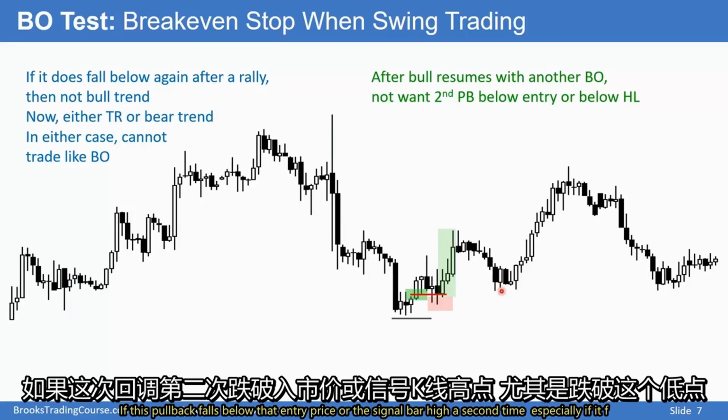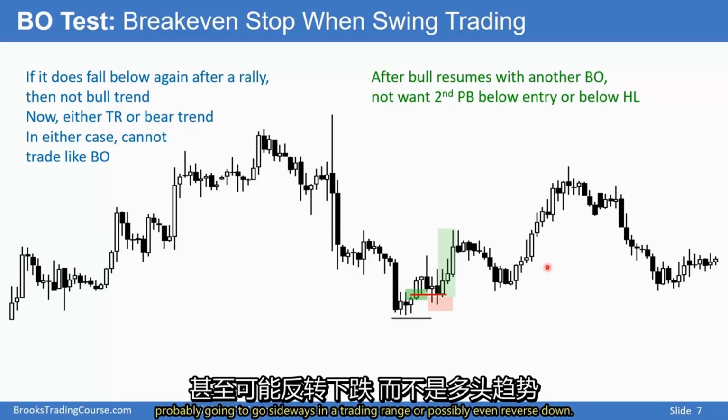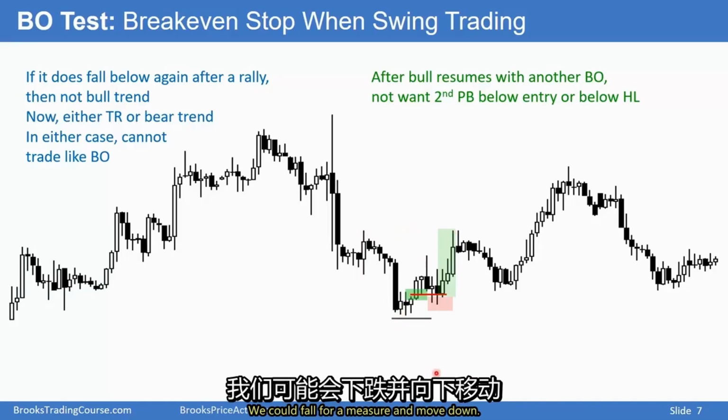If this pullback falls below that entry price or the signal bar high a second time, especially if it falls below this low, traders will assume that instead of a bull trend, the market is probably going to go sideways in a trading range or possibly even reverse down. We have a double top neckline. We could fall for a measured move down.